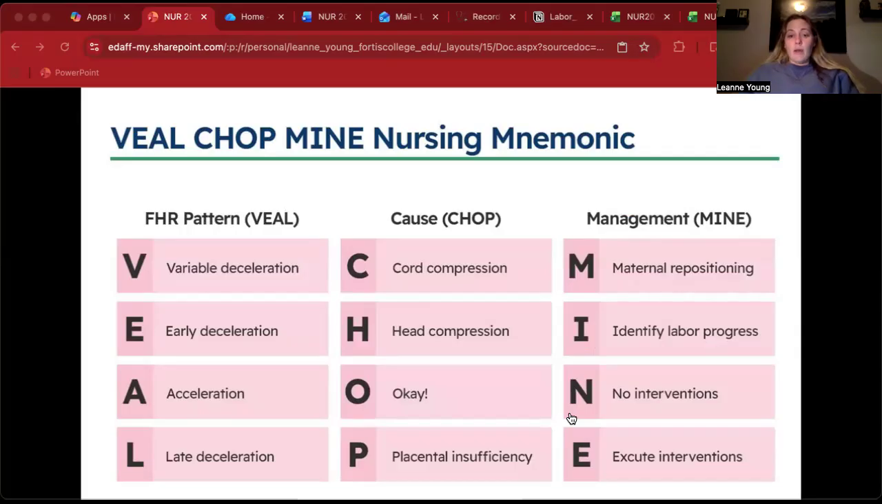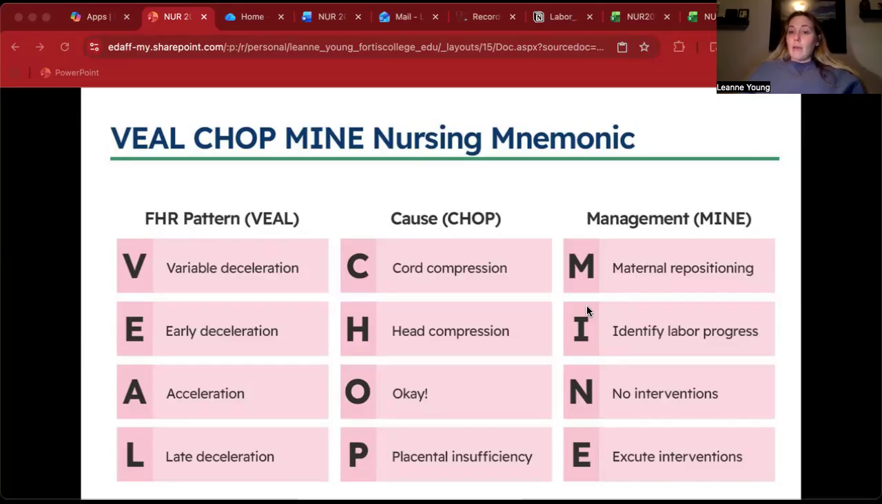Okay. So, a variable deceleration, what causes it? Umbilical cord compression. What is our management? We're going to reposition mom, maternal repositioning. Early deceleration is caused by head compression, and we are going to identify the labor progress. See how mom is progressing in labor. Usually, if there's head compression, baby is progressing down through the vaginal canal.